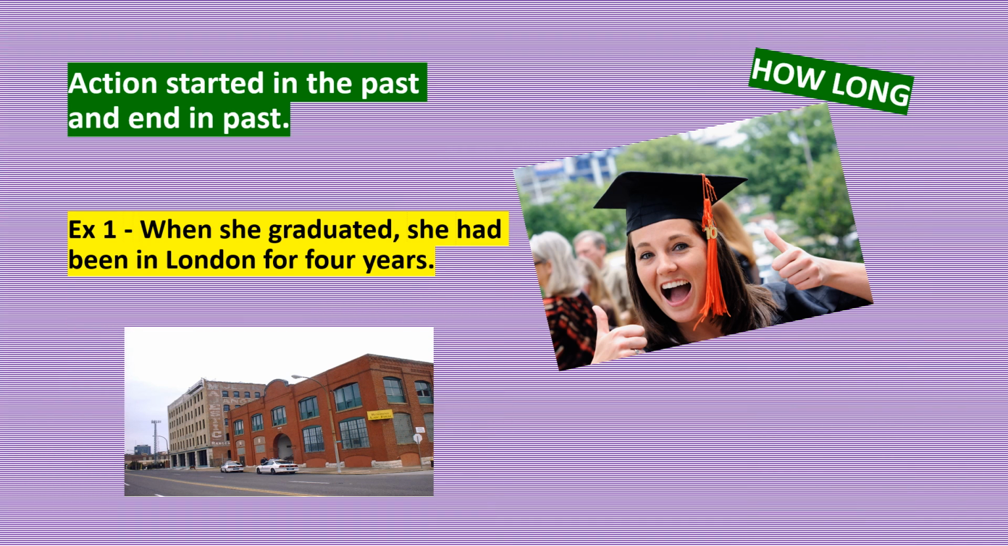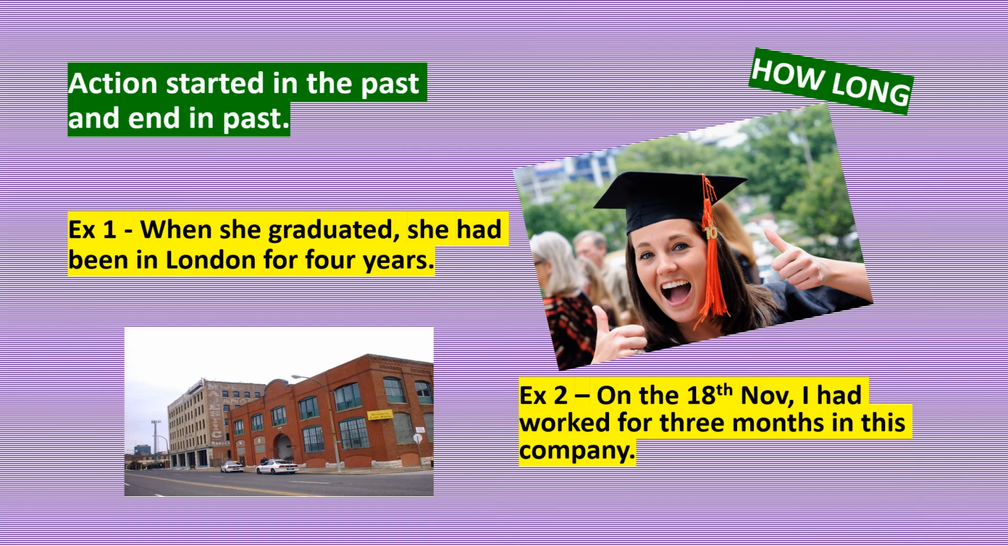The second is something that started in the past and continued up to another action or time in the past. The past perfect tells us how long, just like the present perfect, but this time the action continues up to a point in the past rather than the present. For example, when she graduated, she had been in London for 4 years. Or, on the 18th November, I had worked for 3 months in this company.